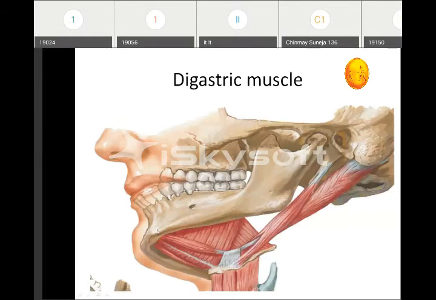Then below the genial tubercle, there is a fossa which is known as the digastric fossa. The muscle taking origin is the anterior belly of the digastric muscle. Okay, anterior belly, and this is the posterior belly. The attachment of the digastric muscle we'll discuss later on. At present, just remember, just below the genial tubercle, there is a triangular depression which is known as the digastric fossa, from which the anterior belly of the digastric muscle takes origin.